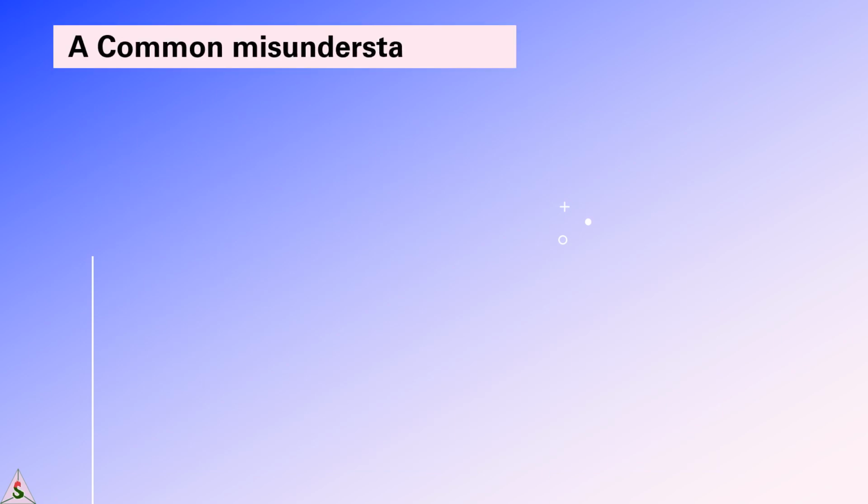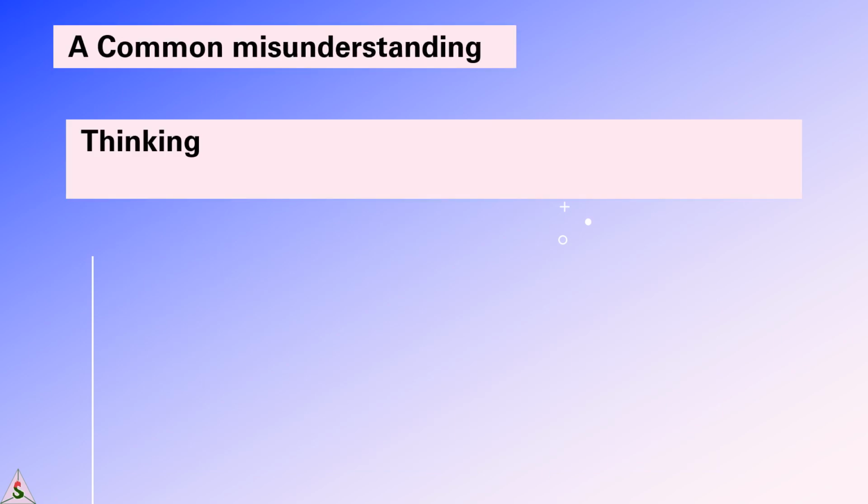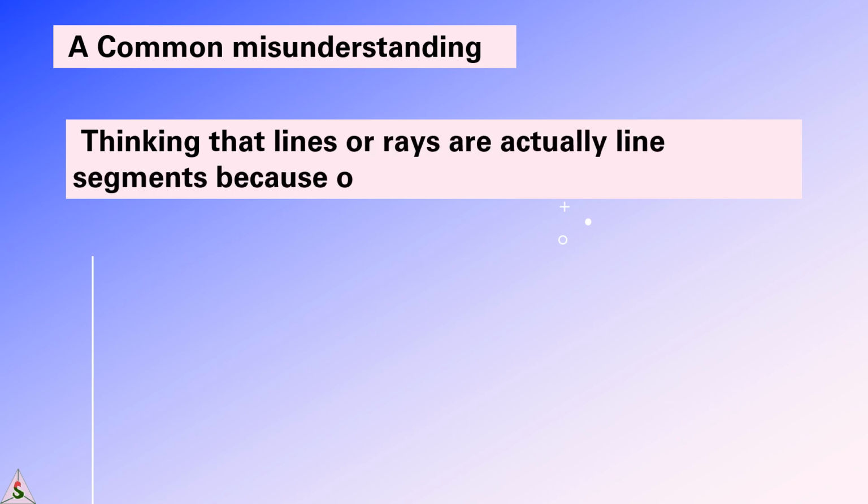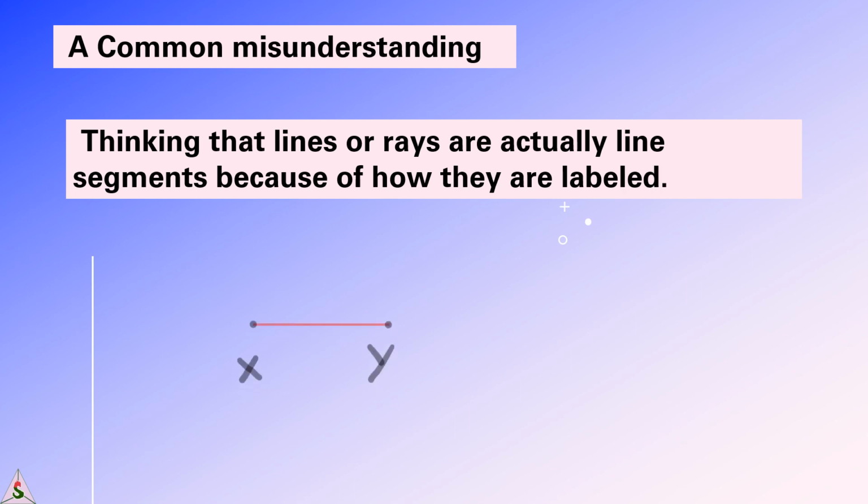A common misunderstanding: thinking that lines or rays are actually line segments because of how they are labeled. Look at this line segment with two endpoints. This is a line segment. Now this is a ray because it has only one endpoint. And this we would call a line. It has no endpoints.